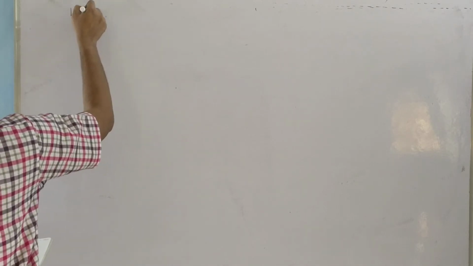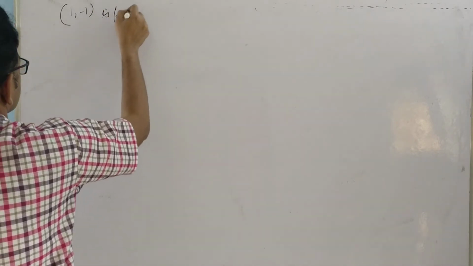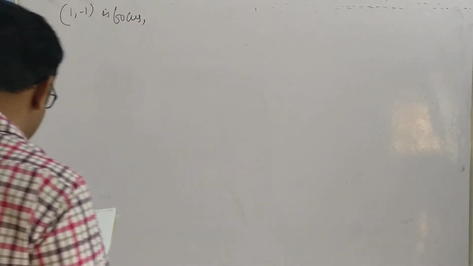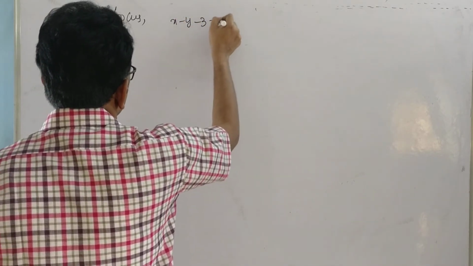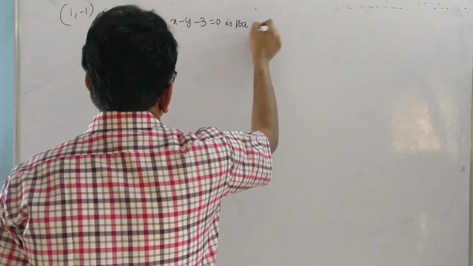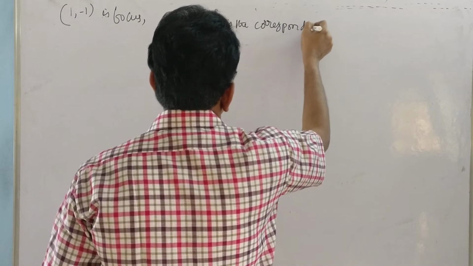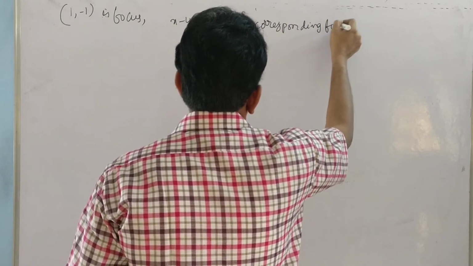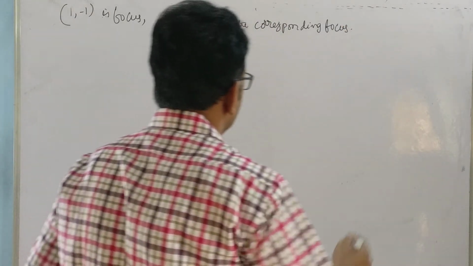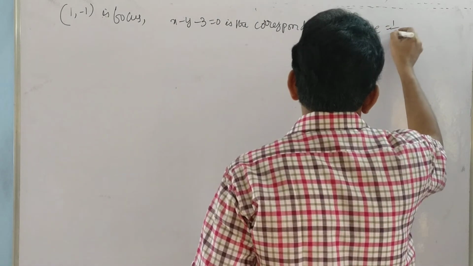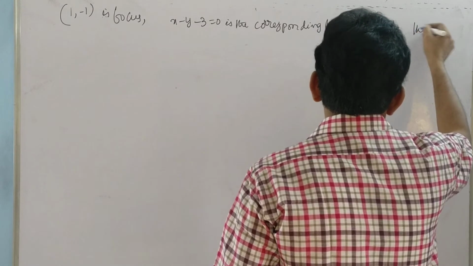Next one. Let (1, −1) be the focus, and x − y − 3 = 0 is the corresponding directrix. The eccentricity e is equal to 1/2. Then find the length of the latus rectum.